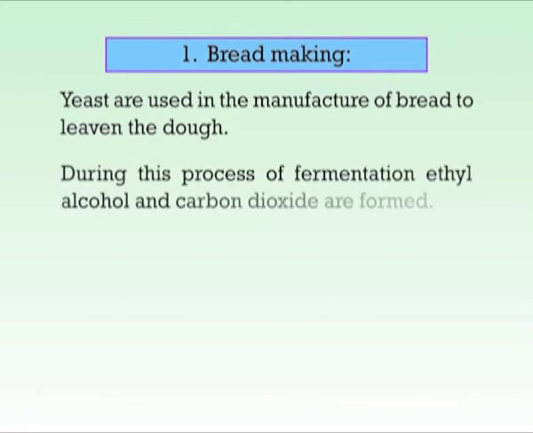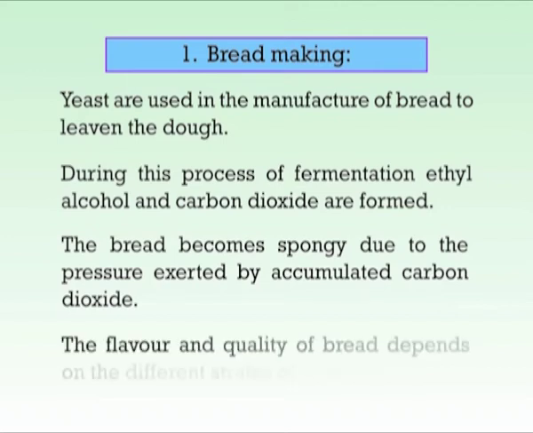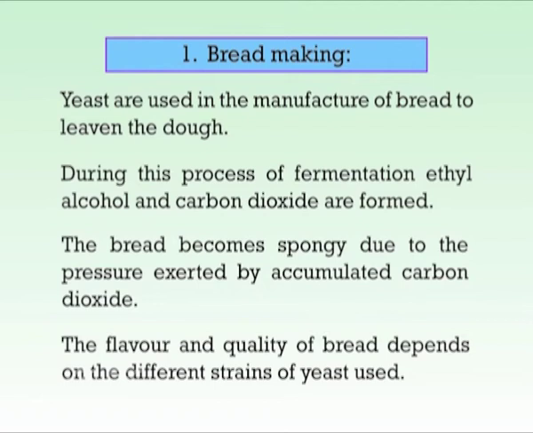During this process of fermentation, ethyl alcohol and carbon dioxide are formed. The bread becomes spongy because of this reaction, due to the pressure exerted by the accumulated carbon dioxide. Also, the flavor and the quality of the bread depend on the different strains of yeast used.